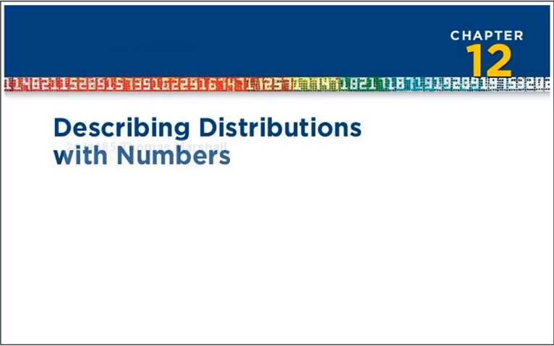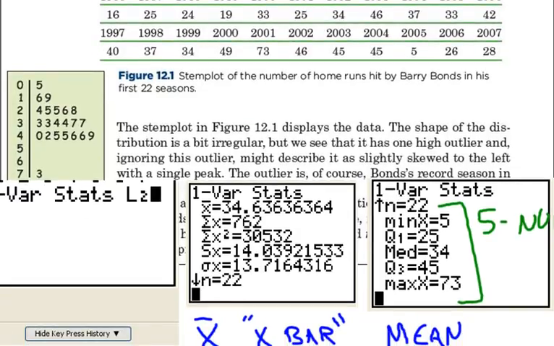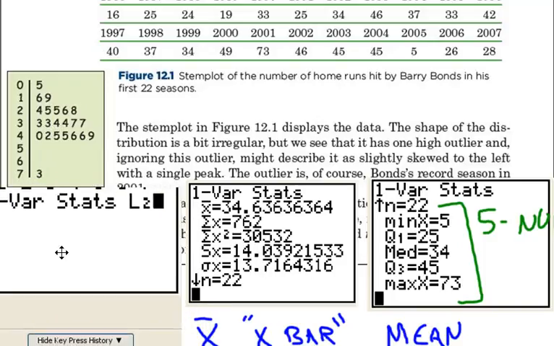We took a look at two distributions, and we said these were Barry Bonds' career seasons, and we learned how to do one variable stats. Everyone should be comfortable with this, and we saw the sum here. Barry had 762 home runs in his career. We got a stem plot here you should be able to make, and you should be able to get into one variable stats and find all of this information about the distribution.